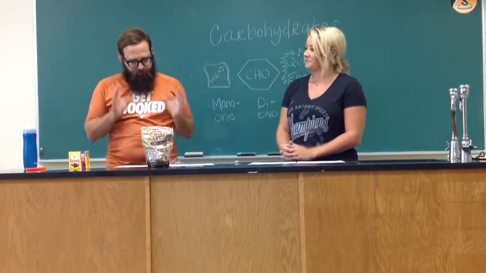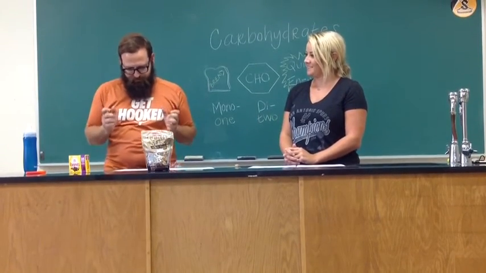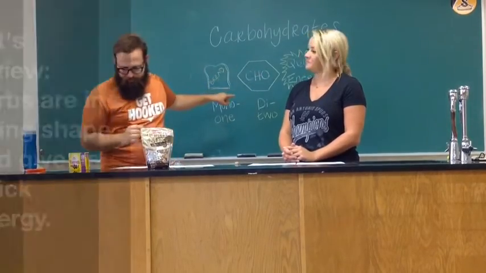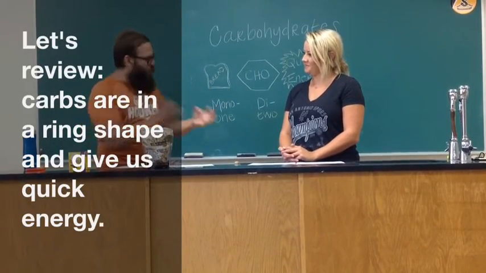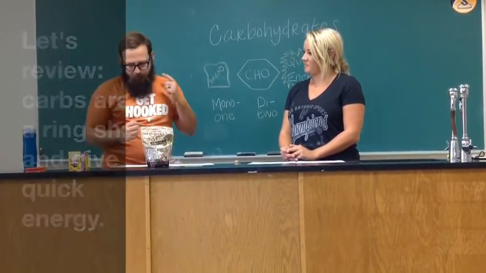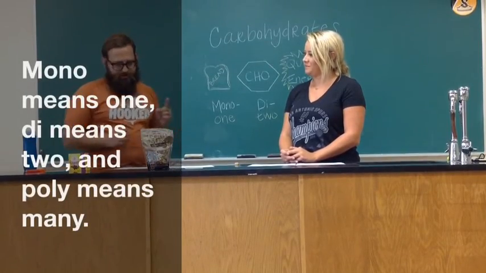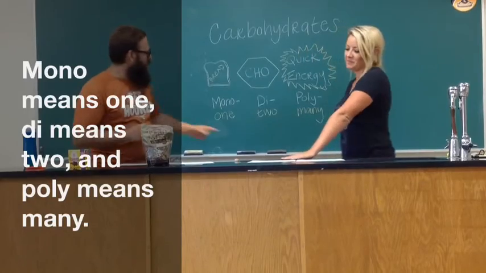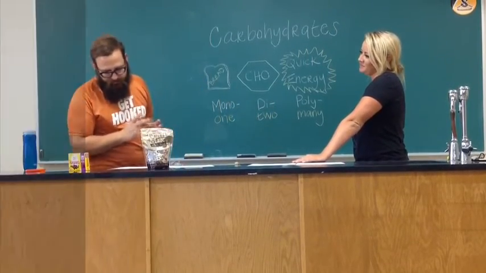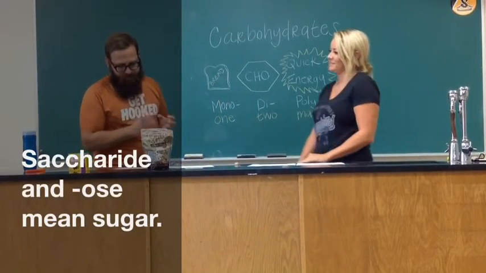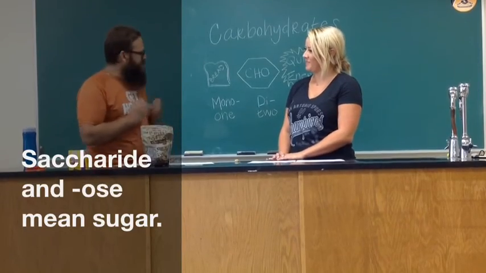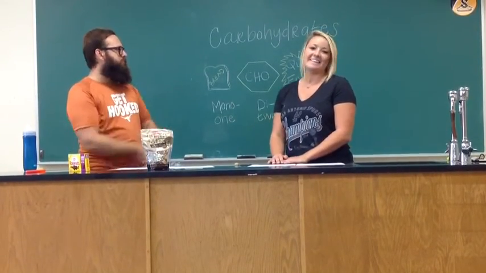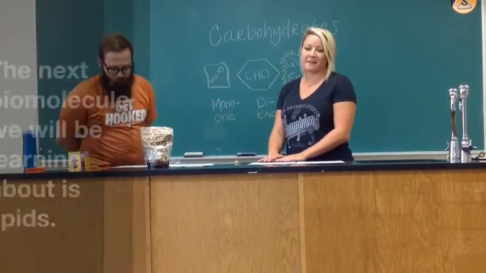Okay, let's go over everything I just learned. Carbs are in a ring shape and give us quick energy. Mono means 1, di means 2, poly means many, and lastly, saccharide and OSE means sugar. Perfect, that was great. Now the next biomolecule we'll learn about is lipids.